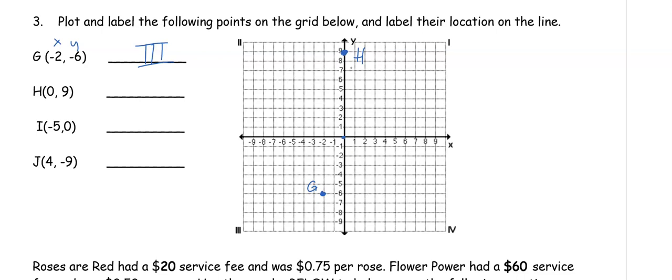Okay, this ended up on the y-axis, so we would write y-axis here. For I, you're going to move to the left 5 and nowhere up or down. Okay, and so this ended up on the x-axis.